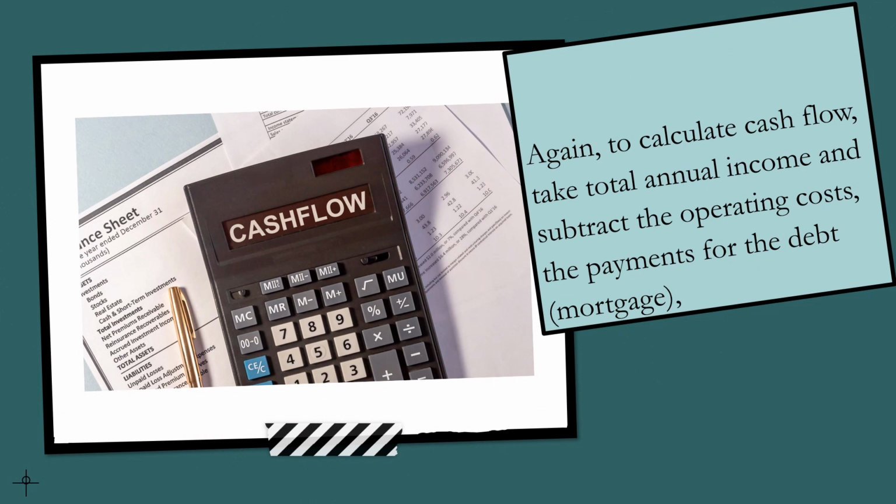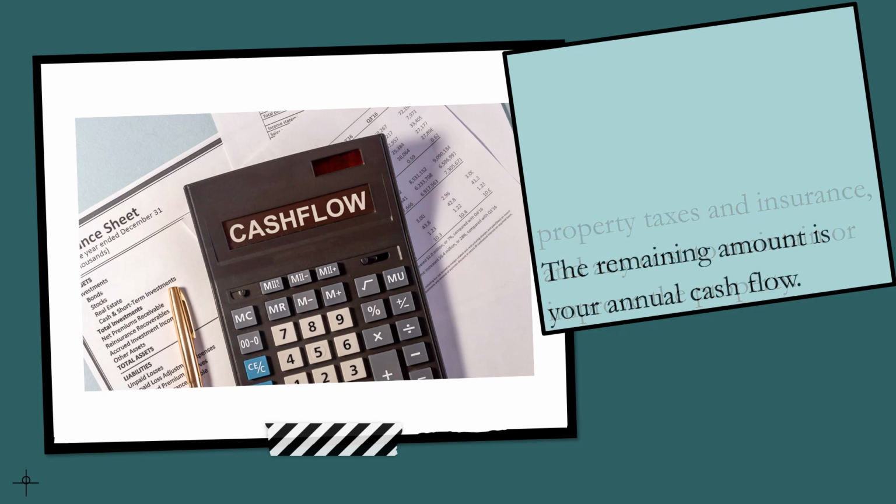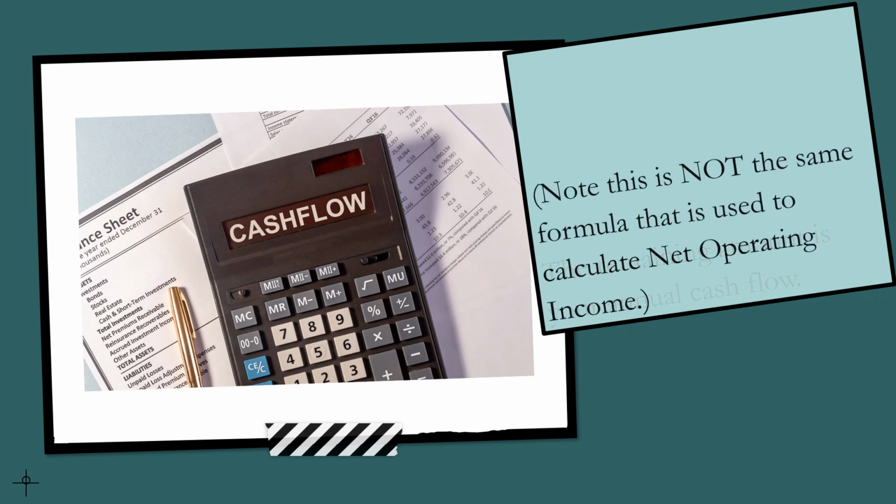Again, to calculate cash flow, take total annual income and subtract the operating costs, the payments for the debt, such as mortgage, property taxes and insurance, and cost to maintain or improve the property. The remaining amount is your annual cash flow. Note, this is not the same formula that is used to calculate net operating income.